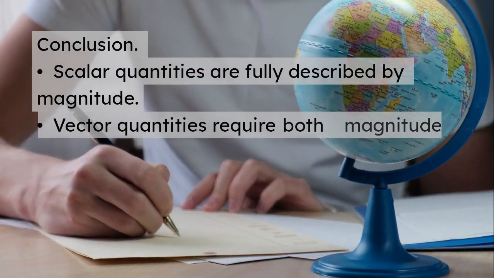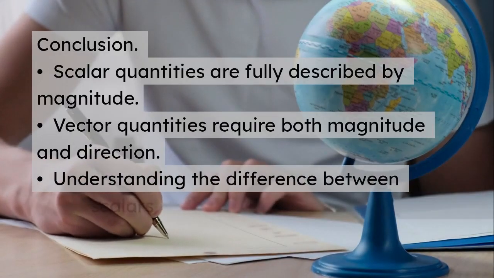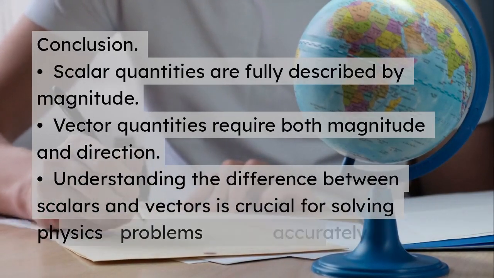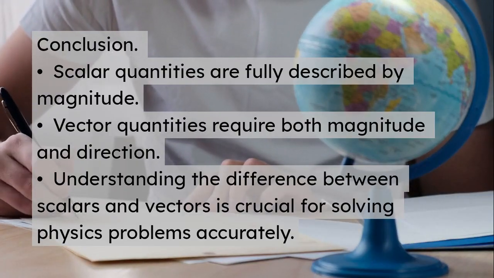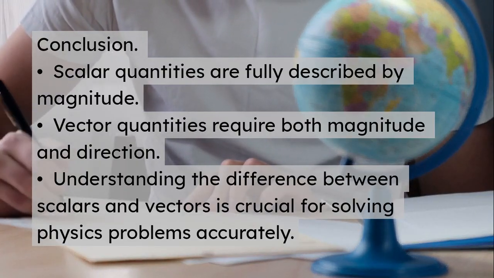Conclusion. Scalar quantities are fully described by magnitude. Vector quantities require both magnitude and direction. Understanding the difference between scalars and vectors is crucial for solving physics problems accurately.